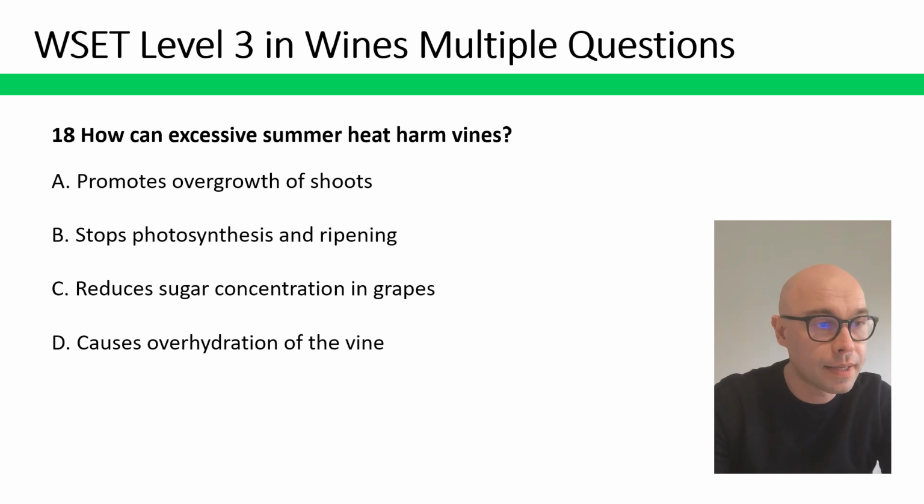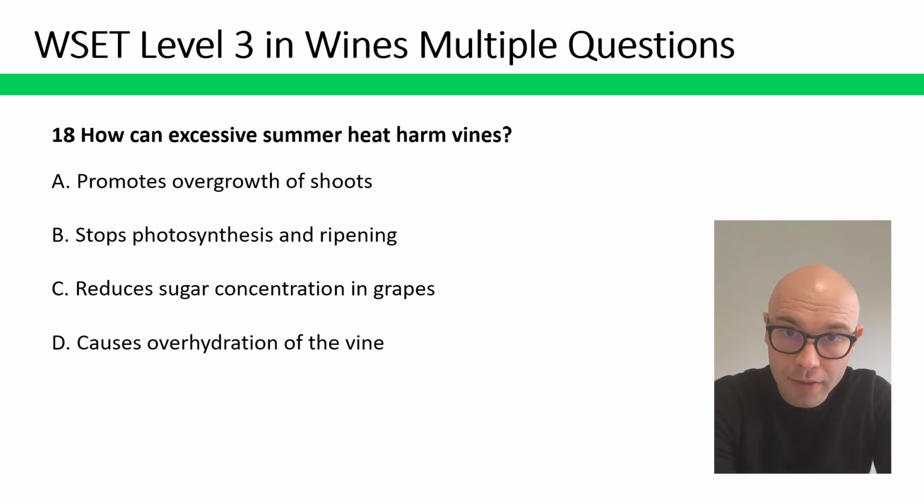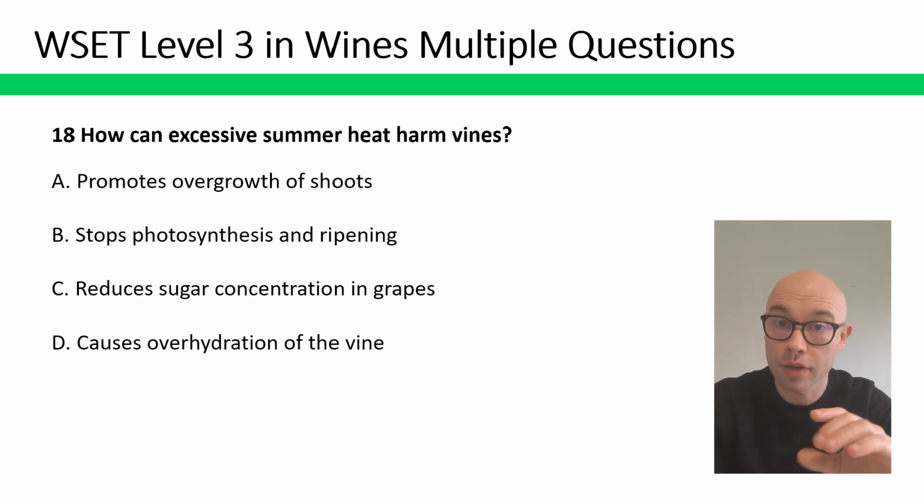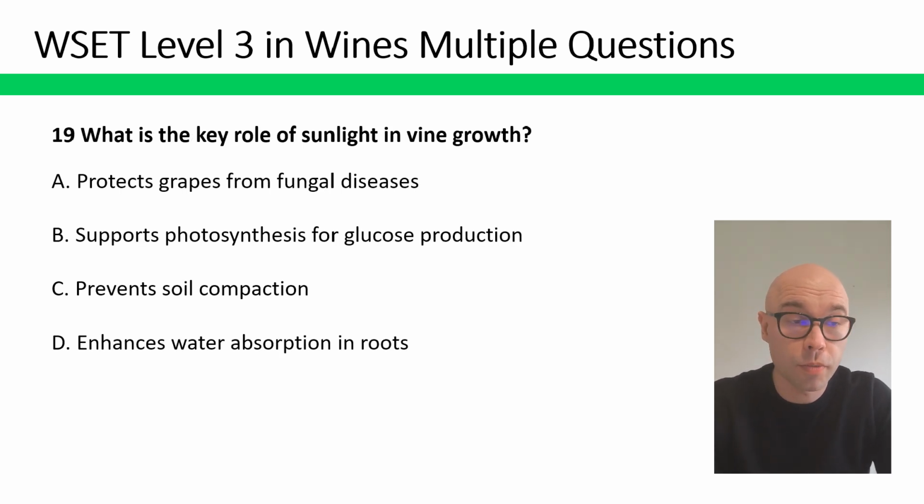How can excessive summer heat harm vines? Promotes overgrowth of shoots, stops photosynthesis and ripening, reduces sugar concentration in the grapes, causes overhydration of the vine. The correct answer is B. Stops photosynthesis and ripening. So if you have excess heat, if it's too warm, then vines can shut down the stomata, which are located underneath the leaves, and can stop photosynthesis. And then you're going to get unripe grapes in a warm climate.